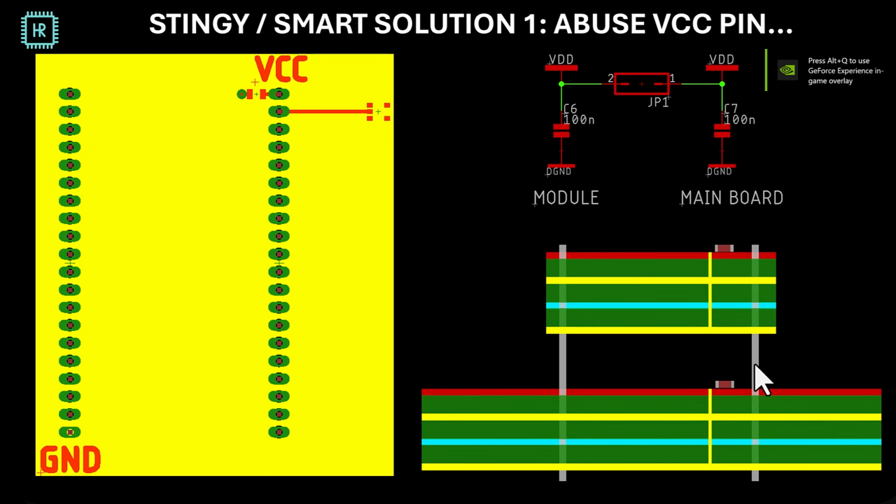So what could you do? Well, there's a stingy, smart solution: abuse a VCC pin. So let's assume on the module you place a capacitor very close to the connector. This is the connector for this single pin. So in this case, this pin between the main board here and the module here. I haven't drawn all the other 39 pins, or however many of them there are. You place a 100 nanofarad capacitor connected to the ground very closely, like I've drawn here, as close as possible. You do the same on the module.